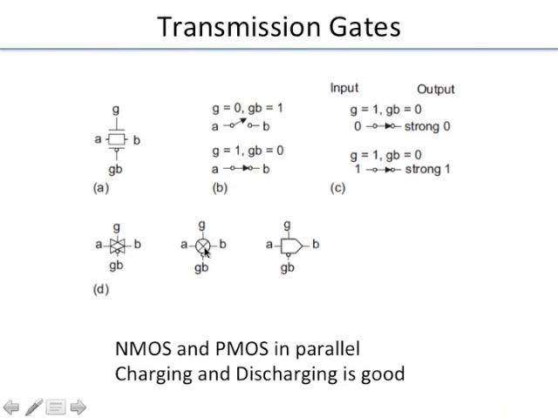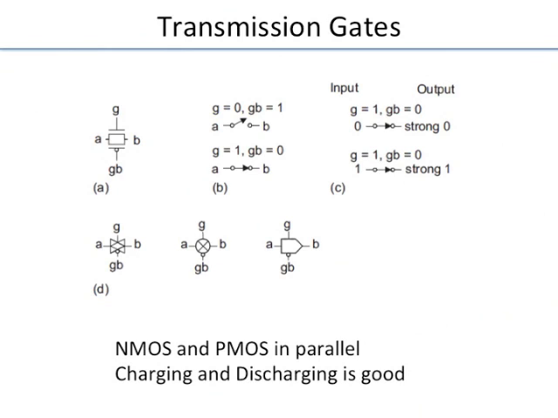These are the various symbols which are used for the transmission gate. Different people use different symbols. When you don't know what logic value you want to pass, in the sense that maybe sometimes it's 0, sometimes it's 1, then you should use a transmission gate. Right? That is a parallel combination of NMOS and PMOS.